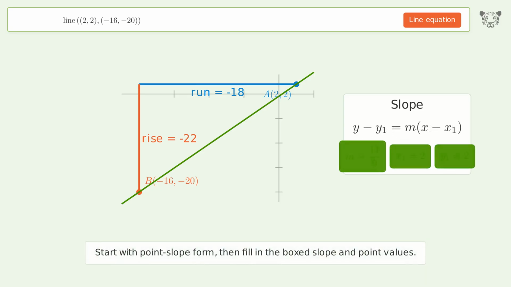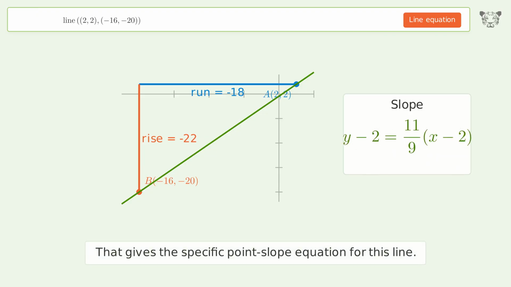Start with point slope form, y minus y1 equals m times x minus x1. Then fill in the boxed values. Slope is 11/9, x1 is 2, and y1 is 2. That gives the specific point slope equation for this line.